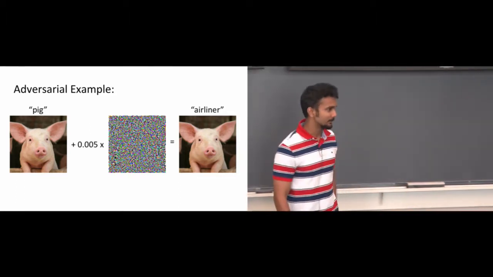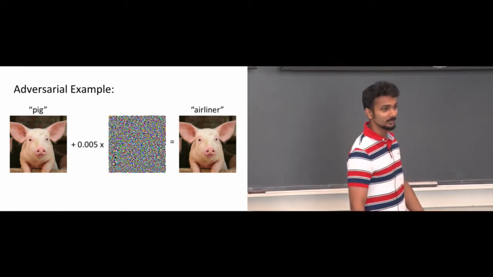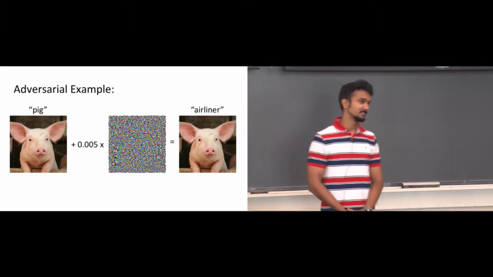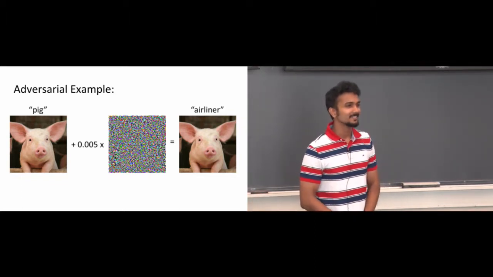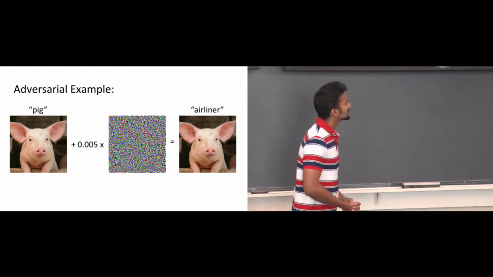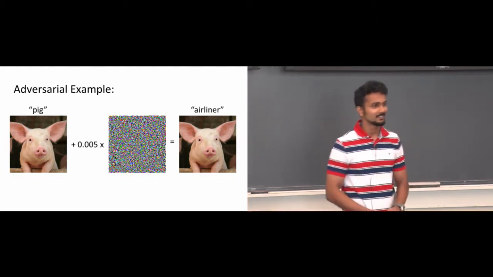So why do you think it is happening? As a human, you cannot tell the difference between this and this image, right? So why do you think that's happening? Come on, take a guess, guys. Yeah. High dimensionality. Okay, yeah, higher dimensionality, definitely, but why exactly?